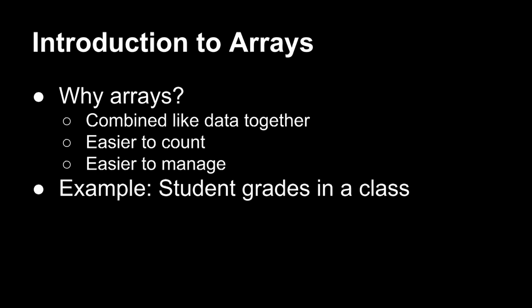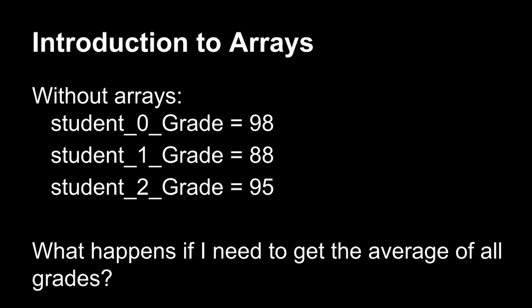So let's imagine we have student grades in a specific class. Now, we're just talking about one exam or one assignment. If I had, say, 3 students, I could create 3 separate data variables. I could have student 0 grade, student 1 grade, student 2 grade, and set those to the numbers. But you can see that that's going to start becoming very difficult to maintain.